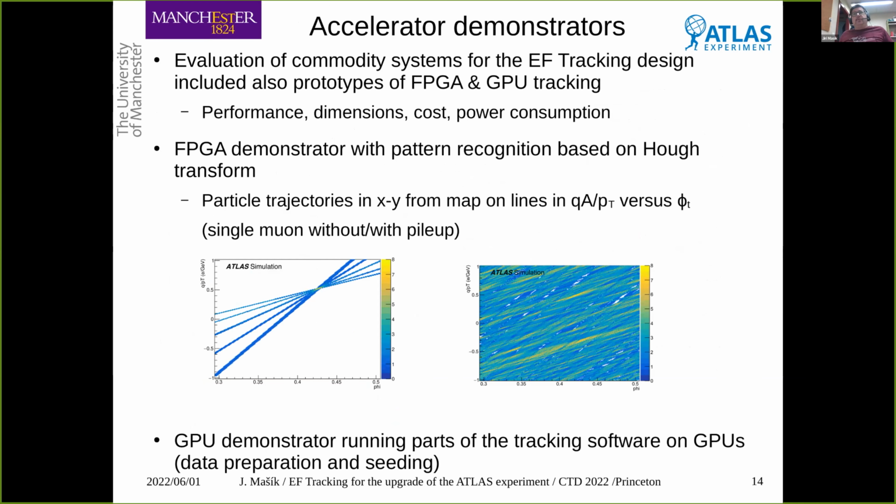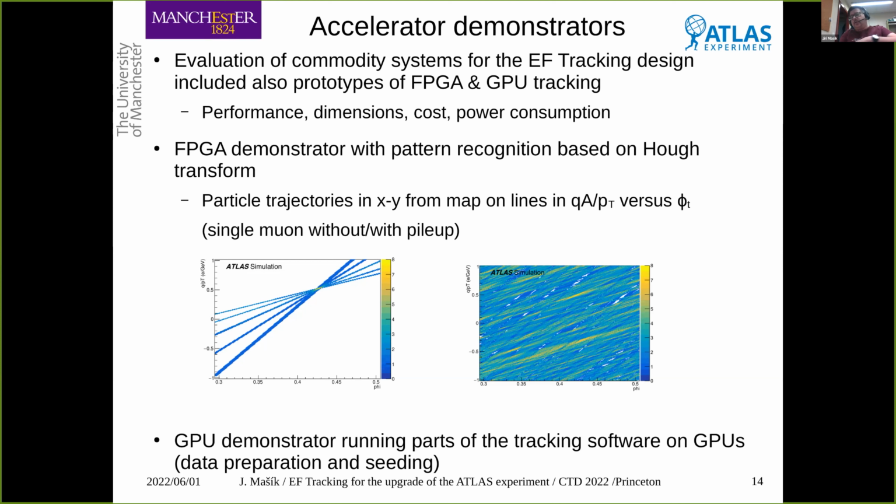So let me move to the accelerator demonstrators as a part of the preparation of the TDR amendment. It was also studied the feasibility of using accelerators, FPGAs, and GPUs, and there was a demonstrator of the FPGAs using a Hough transform for pattern recognition. So exploring the fact that the tracks map on lines in the 1/PT and phi plane. You can see an example how it looks like for a single muon and muons with pileup on the right. So this was one demonstrator.